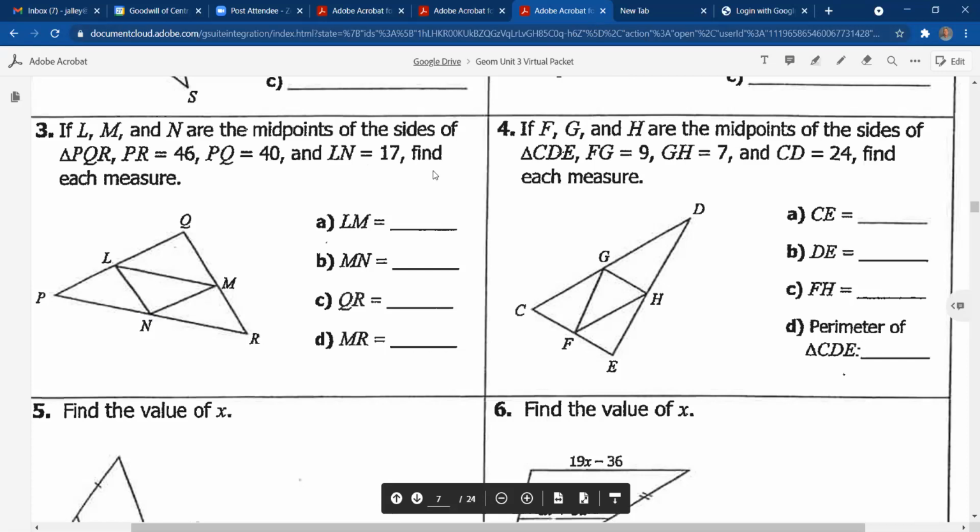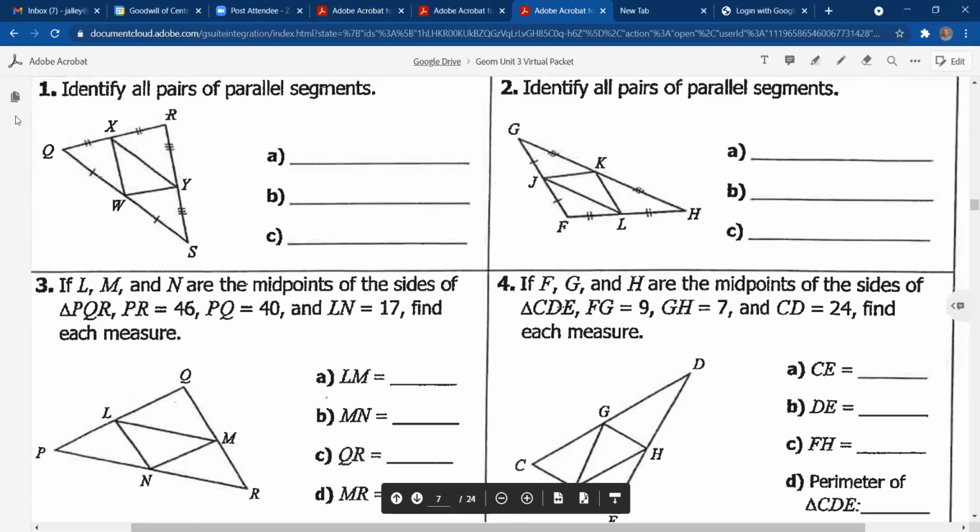and MR has to also be 17. You go back to these drawings here with all these tick marks, like these first two. They show you what's congruent. When you have this mid-segment line at the midpoint, it's cutting every side into 2 equal parts.